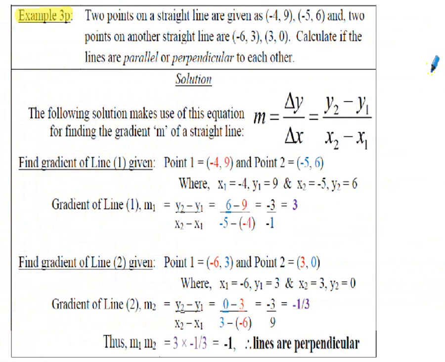Example 3p. 2 points on a straight line are given by the coordinates of negative 4, 9, read that as x, y, and negative 5, 6, again read that as x, y. 2 points on another straight line are given as negative 6, 3 and 3, 0. We're asked to calculate if the lines are parallel or perpendicular to each other.